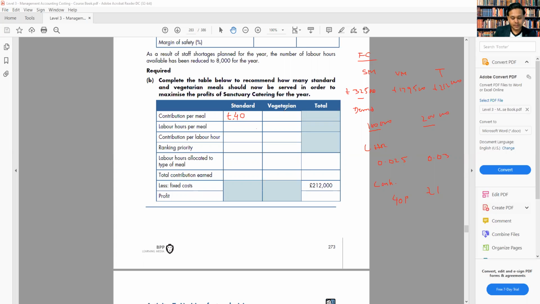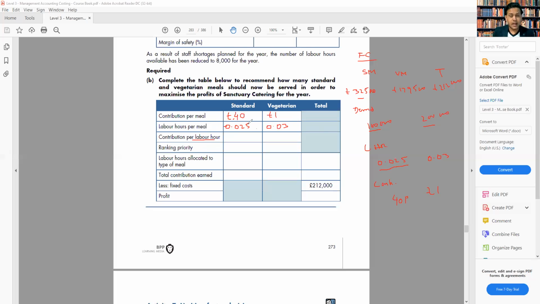And for the vegetarian, we have £1. Then total labor hour per meal. So if you remember, we have 0.025 hours. That's for standard. And for the vegetarian is 0.03 hours. So contribution per labor hour.